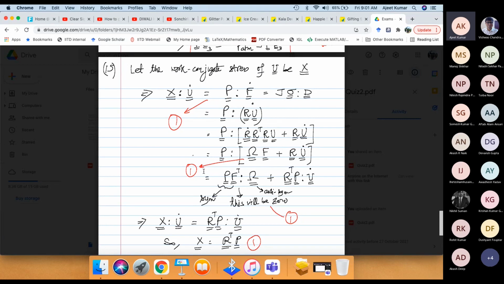Similarly, this big R, it was before U dot on the other side. So when you bring it on the other side of double contraction, it must come before P. And transpose always happens.